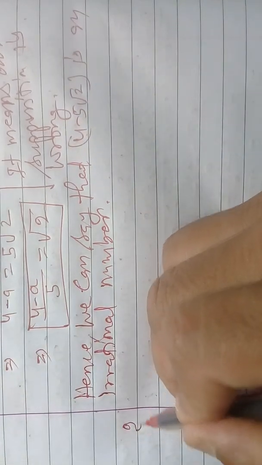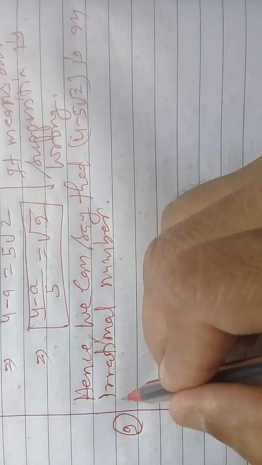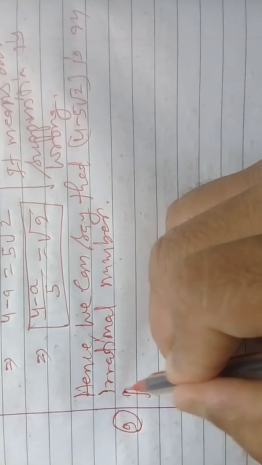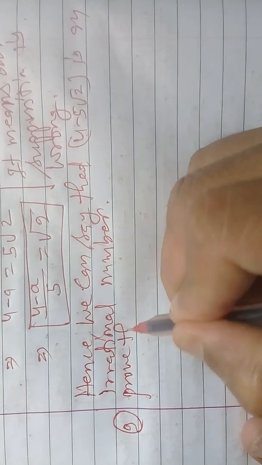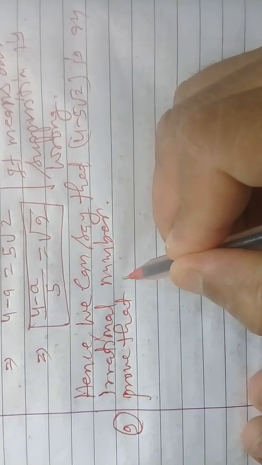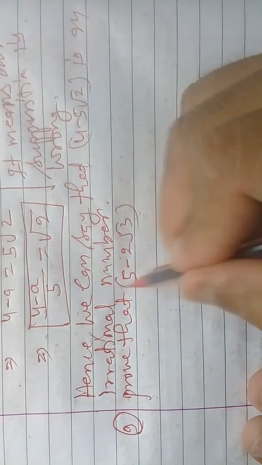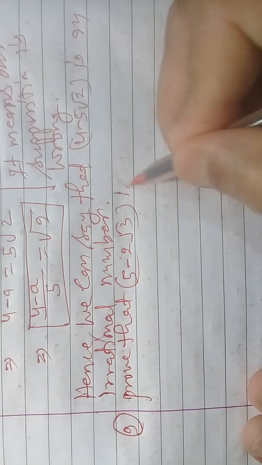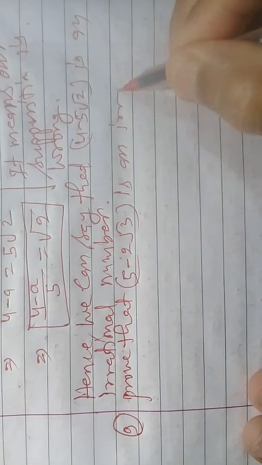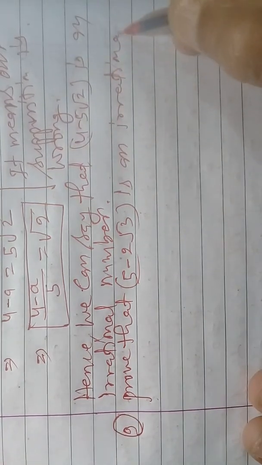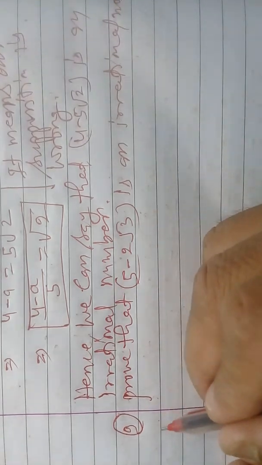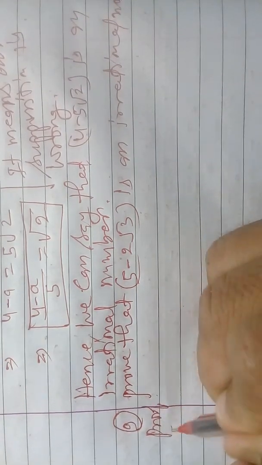Next, question number 9. Prove that 5 minus 2 root 3 is an irrational number. Proof.